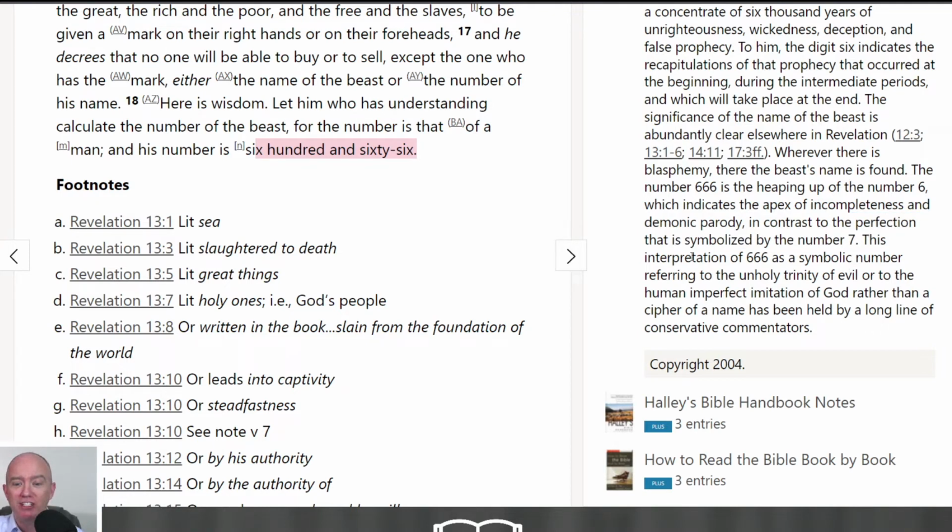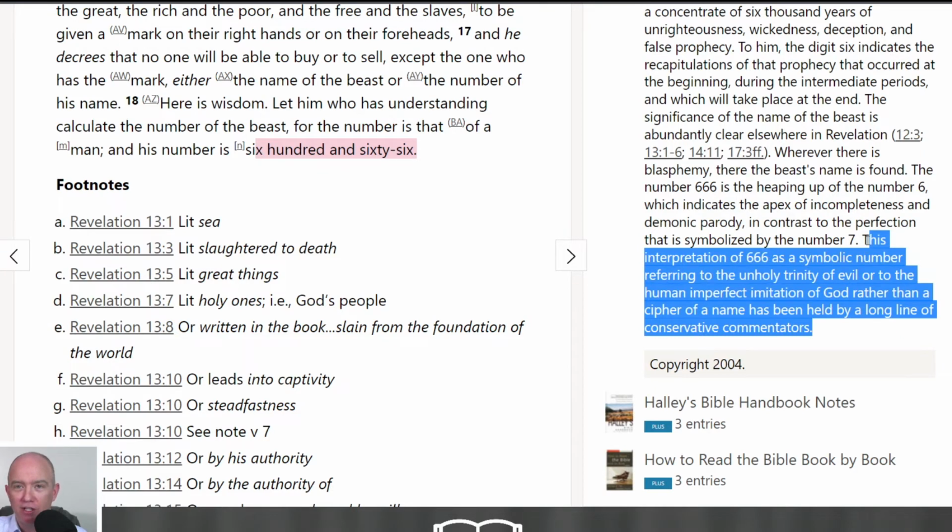So this interpretation of 666 as a symbolic number, referring to the unholy trinity of evil, or to the human imperfect imitation of God rather than a cipher of a name, has been held by a long line of conservative commentators. And it also makes sense that it would be held by non-conservative commentators. It's the idea that 666 is not some puzzle to sort out, but rather it's telling you that the name being referenced here is a symbol of imperfection, that the Antichrist himself is a symbol that copies God, but doesn't live up to his perfection.